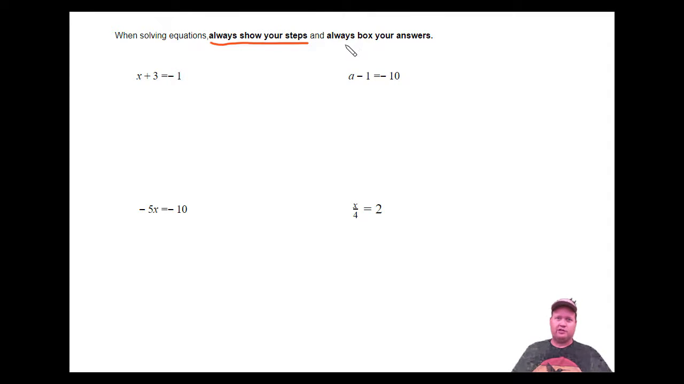And the last thing we want to do is I would like for you to box your answer, because that way we know exactly what you think your answer is, and it helps us to get to the bottom of your thinking and your reasoning.